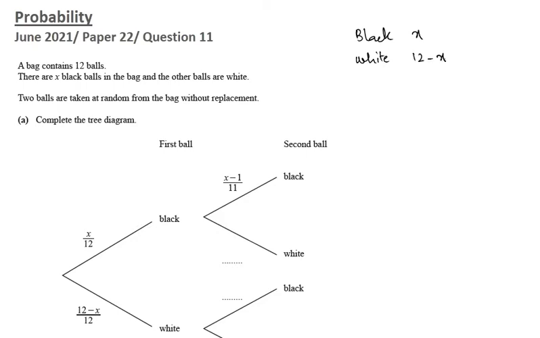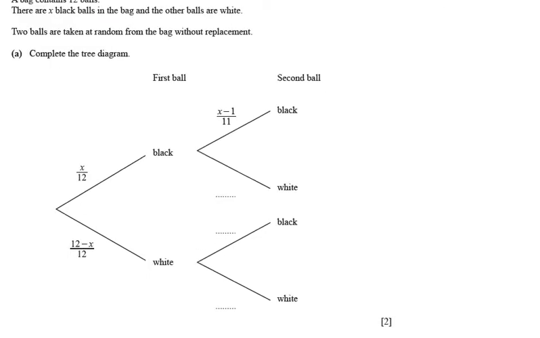Okay, so if we write the probability of black, it will be X upon 12, and the probability of white will be 12 minus X upon 12. So first of all, they are saying two balls are taken at random from the bag without replacement. So here we have a case of without replacement. So when we select the same colors, we will reduce both numerator and denominator, and when we select different colors, we will reduce only the denominator. Now first we will complete this tree diagram.